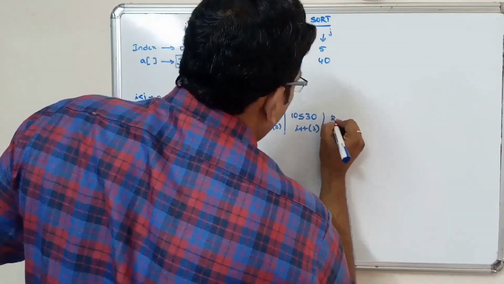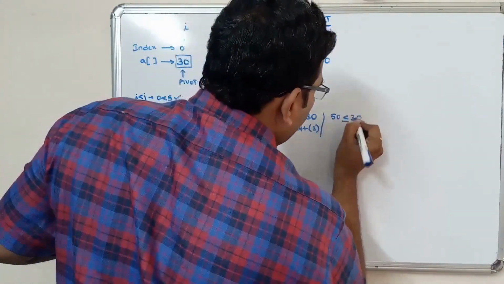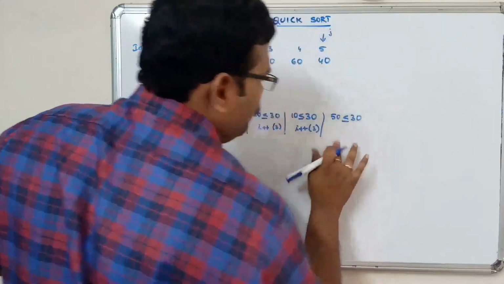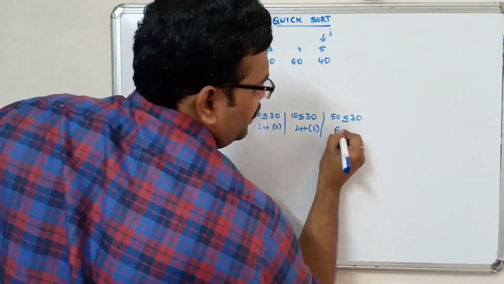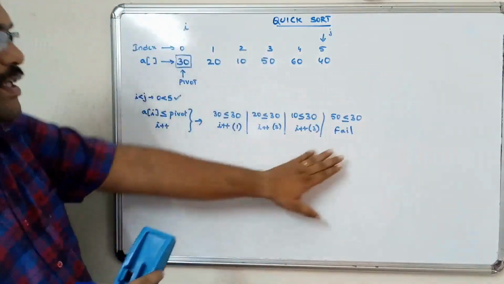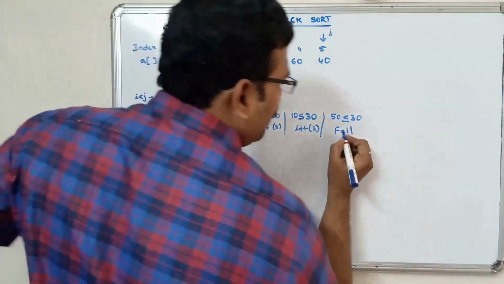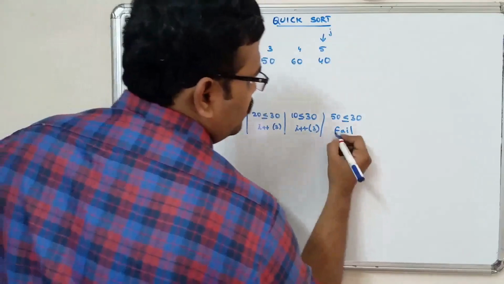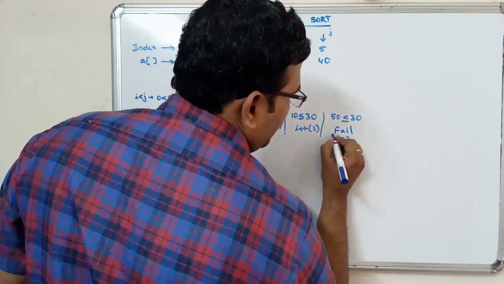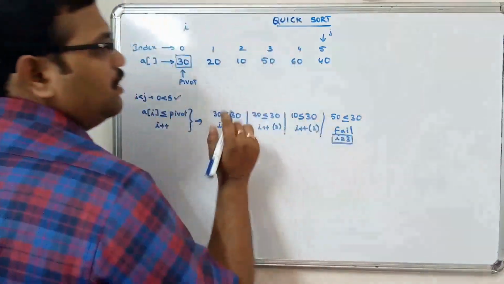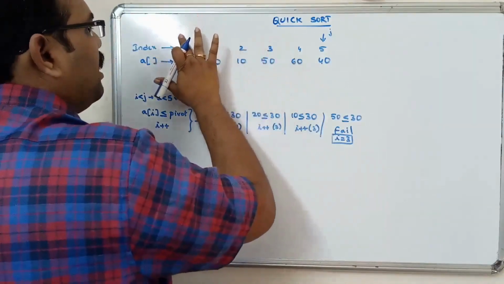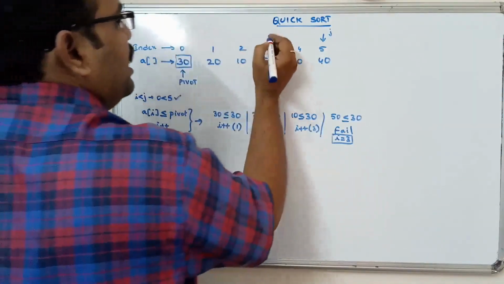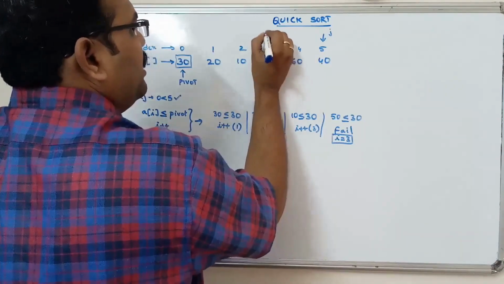So 50 less than or equal to 30 fails. Okay, the condition fails. Now here, at what condition is it failing? I is equal to 3. Right? The condition at I is equal to 3 fails. So after completion of this one, I is pointing here.